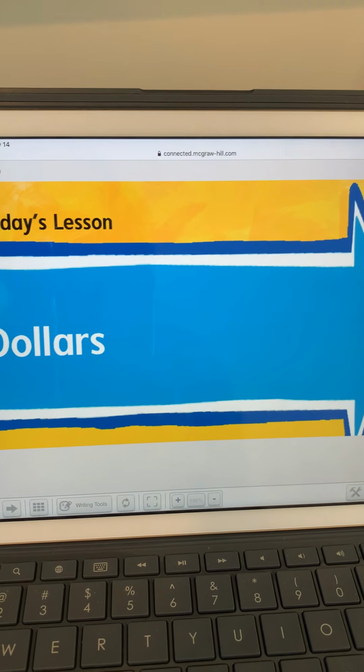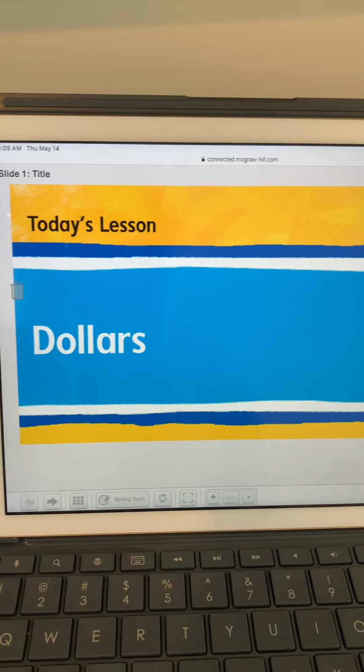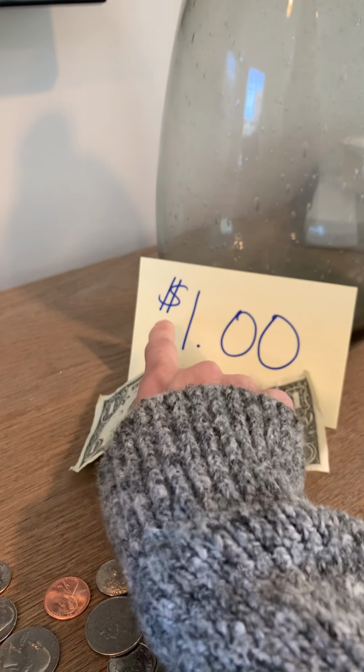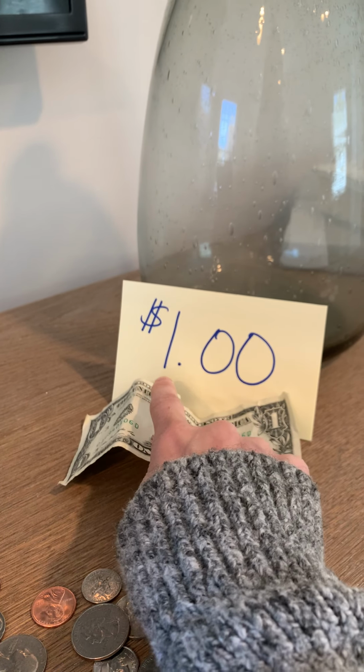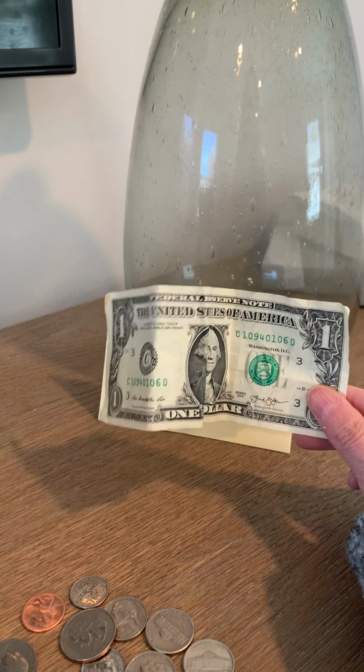Remember, the value of a dollar is 100 cents. A dollar is written as this. This is how you write a dollar. Here's the symbol for a dollar. It's the number 1, a decimal point, and 2 zeros. This is what our dollar bill looks like.